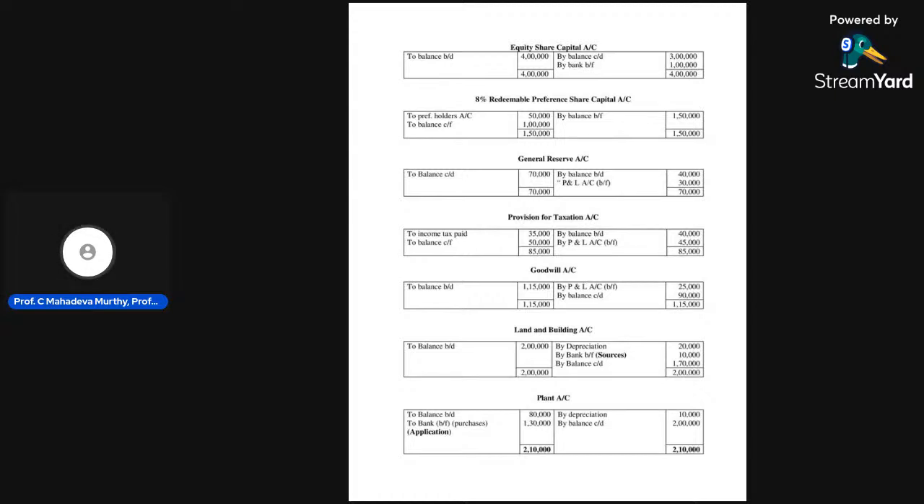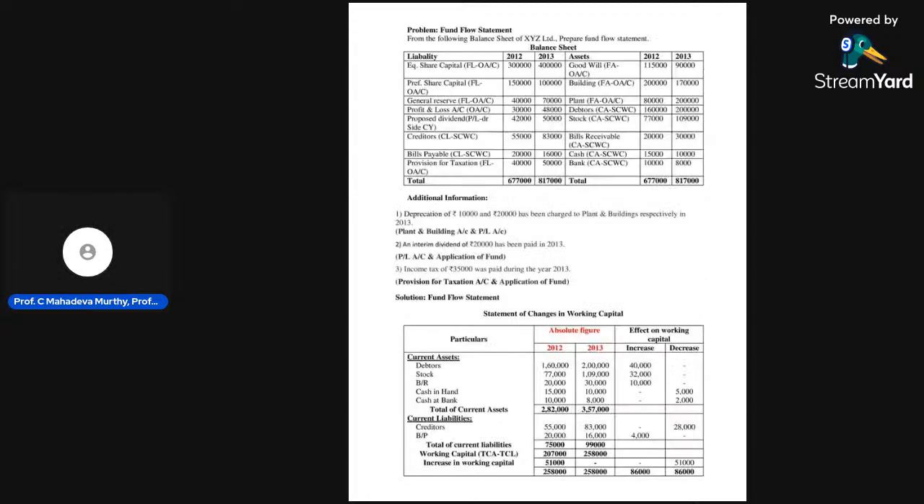Then 8% redeemable preference shares. See the balance sheet here, 8% preference share capital, 2012 1,50,000, 2013 1 lakh.